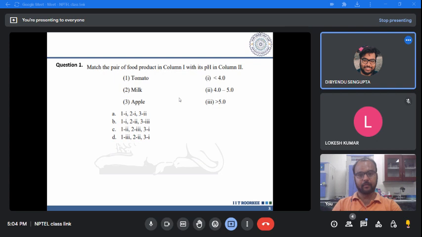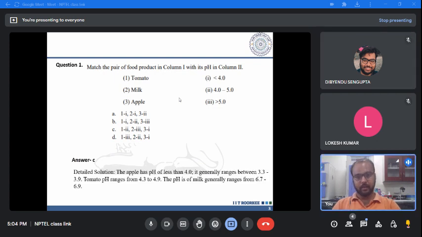Okay, so the answer is C. Your answer is right. The apple has a pH less than 4, and it generally ranges from 3.3 to 3.9. Tomato pH ranges from 4.3 to 4.9. The pH of milk generally ranges from 6.7 to 6.9. So these are the pH ranges.